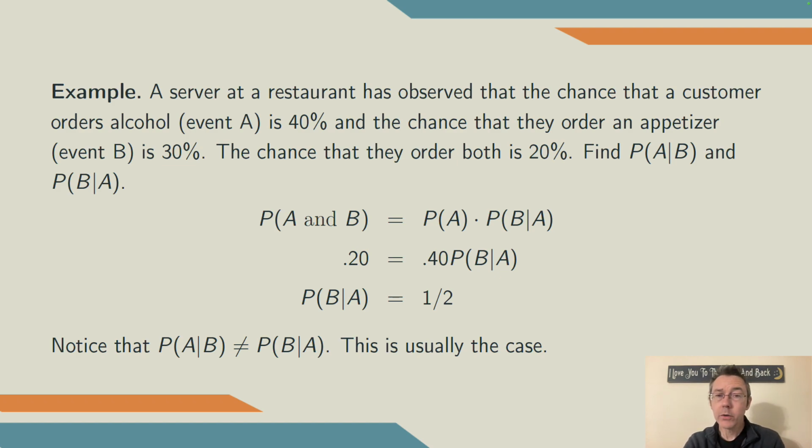Notice that these 2 conditional probabilities are not the same. The probability of A given B is not the same as the probability of B given A. And that's pretty much always the case.